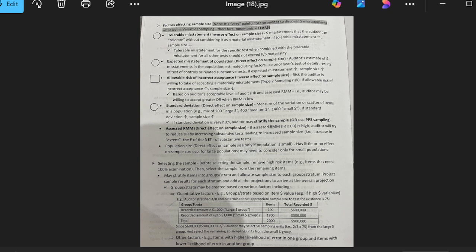Then standard deviation, which has a direct effect on the sample size, is a measure of the variation or scatter of the items in the population. If standard deviation is higher, sample size is higher, and if standard deviation is very high, the auditor may stratify the sample or use PPS sampling. We will discuss that. Next, assessed RMM.